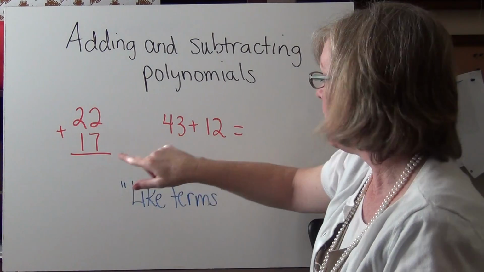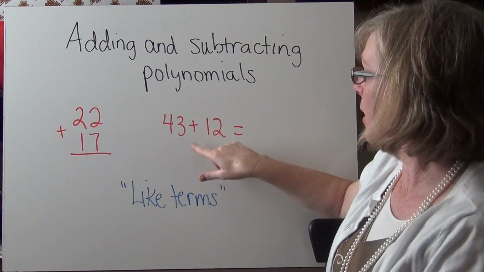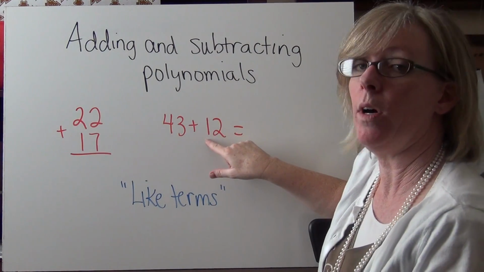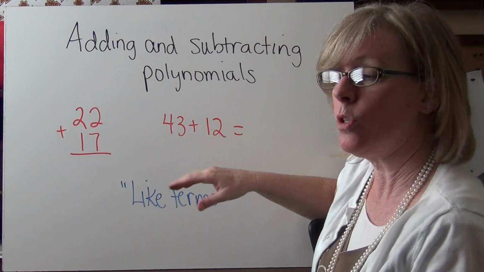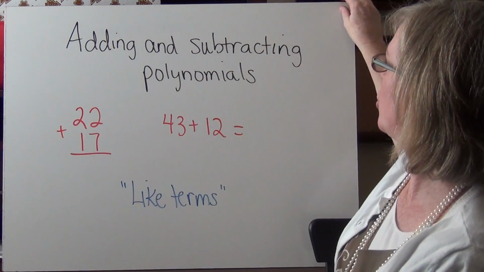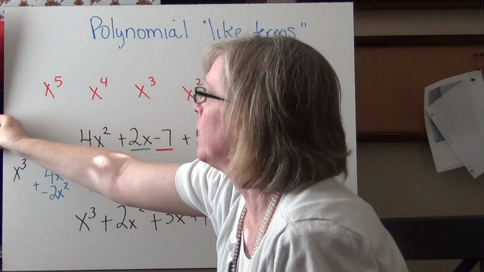That's like terms. And they don't have to be physically in those places. You know right here that you're going to add the 3 plus the 2 because those are ones, and the 4 plus the 1 because those are tens. So think about that same idea as it relates to polynomials, and it should help you understand a little bit more about combining like terms.